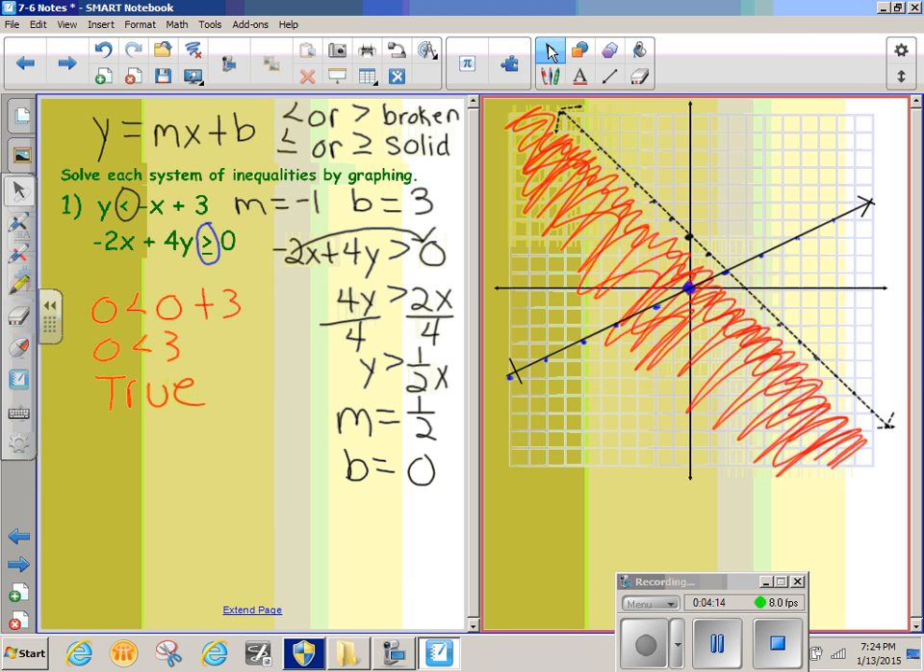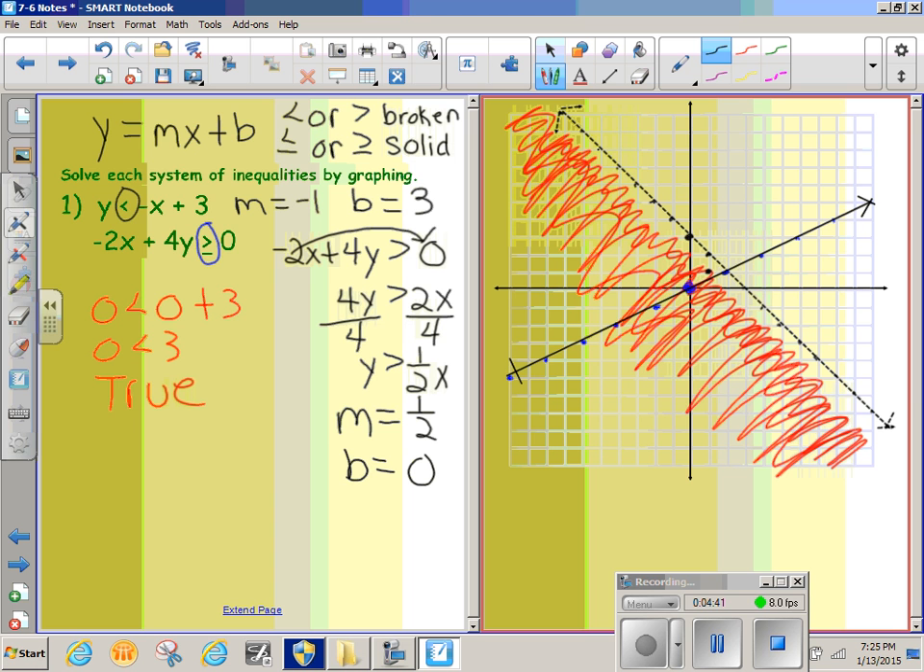Last step, now we have to determine which side of the line I'm going to shade on. So I'm going to just choose a point. I cannot use 0, 0 because it goes through the graph. So I need to use a different ordered pair. I'm going to use the point, maybe just right here above the line. I'm just going to use the point 1, 1.